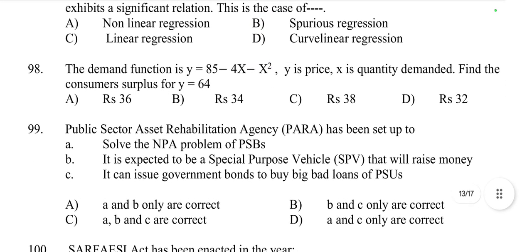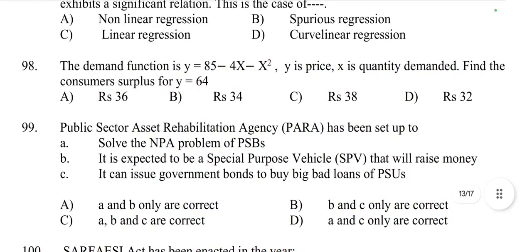Then question number 98. The demand function is y is equal to 85 minus 4x minus x square. Y is price, x is quantity demanded. Then find the consumer surplus for y is equal to 64. So here we have to find out the consumer surplus. The formula for consumer surplus is the integration of p into dx minus px. So first we calculate the value. What is the given value here? Y is equal to 64.